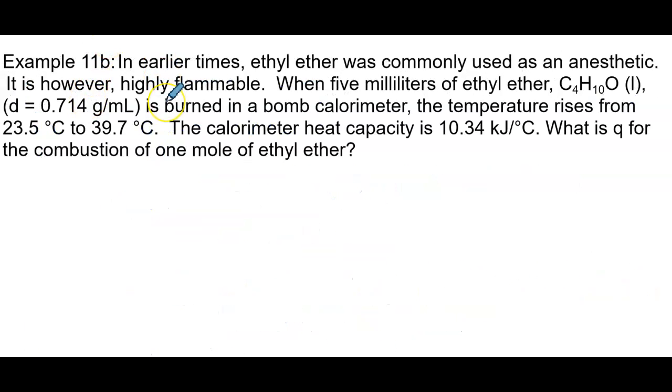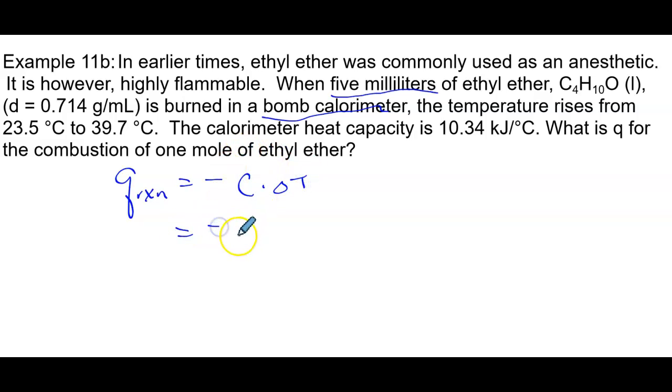Okay, so looking at 11b, in earlier times, ethyl ether was commonly used as anesthetic. So lots of words here. Now, here's something that's really sneaky that chemistry problems like to do. It gives you a number in words, so be careful and look for that. 5 milliliters of ethyl ether is burned in a bomb calorimeter, so I see the word bomb calorimeter, so now I automatically know Q reaction equals negative C delta T, and this is heat capacity.